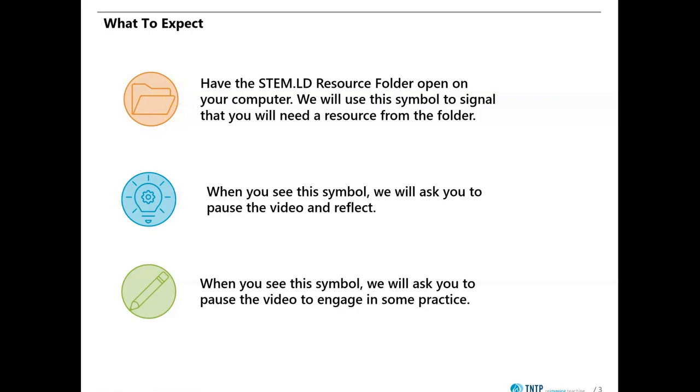You also, if you are someone who prefers paper, you might want to have those materials printed in advance of the training. When you see this symbol, the light bulb, you will pause the video for reflection or for reading the materials. And finally, when you see this symbol, you will pause the video for practice. At the very end of each session, there will be a short survey that will capture your attendance at this session.